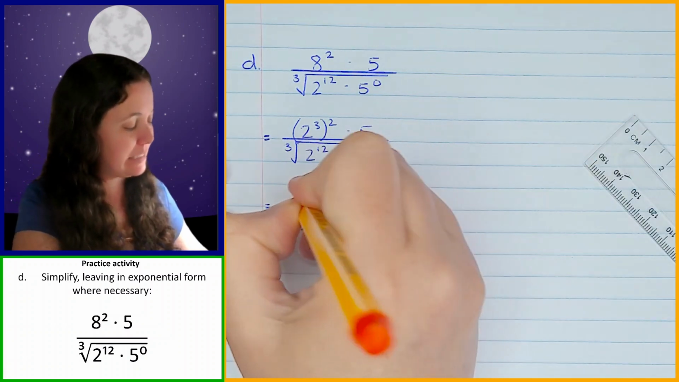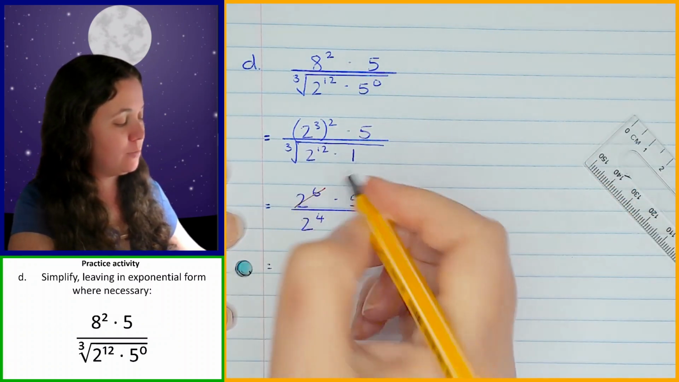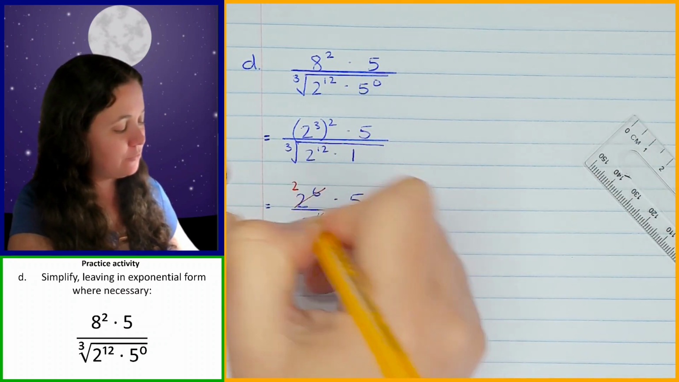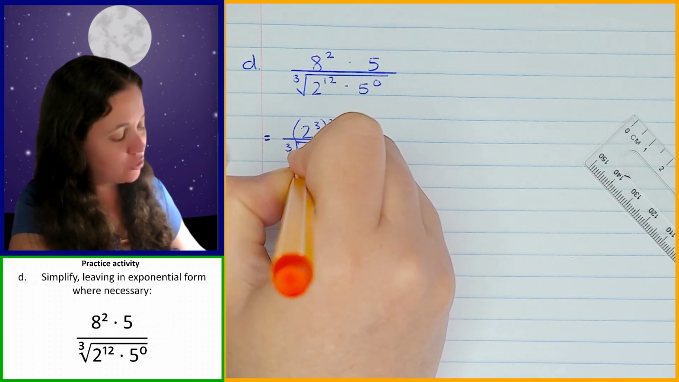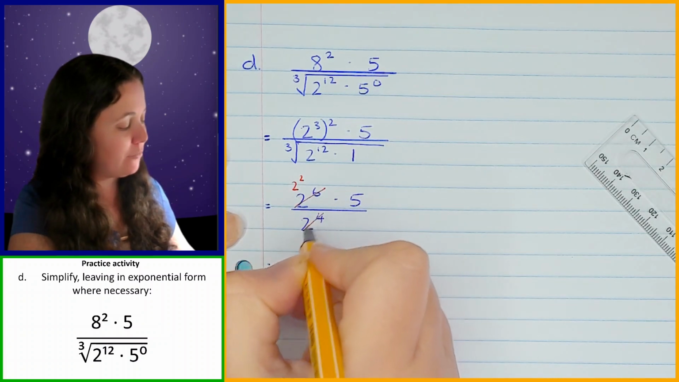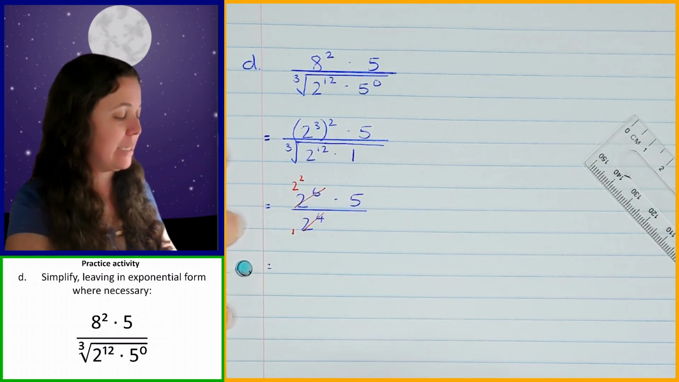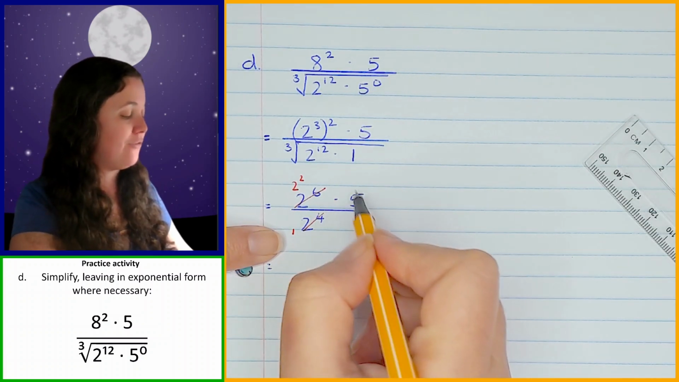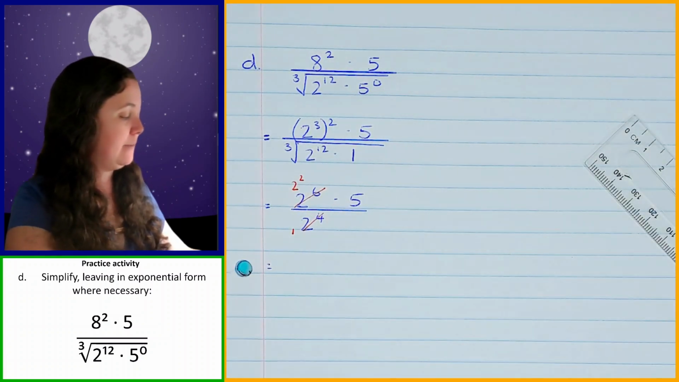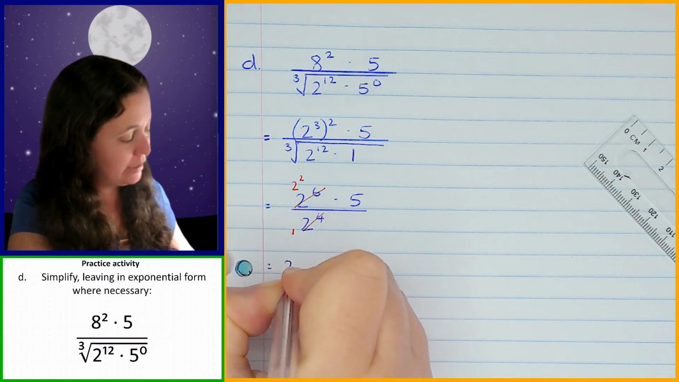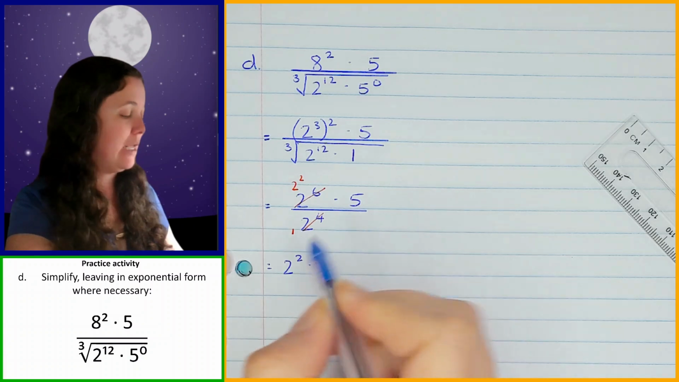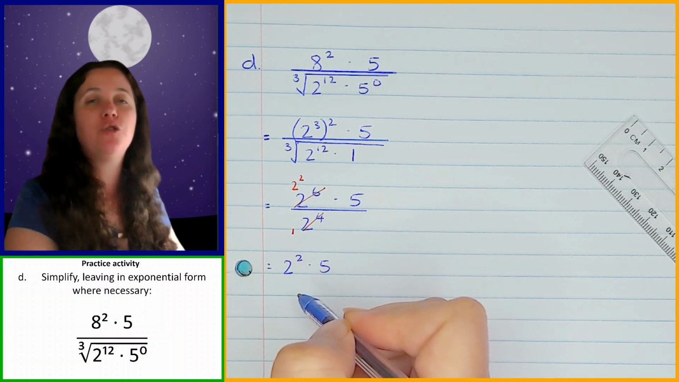If I cancel these out, the higher one is at the top, so the answer is going to go at the top. So I've got 2 to the power of 6 minus 4 gives me 2 to the power of 2. And at the bottom, I've got 2 to the power of 4 divided by itself, which is 1. Okay, so 2 to the power of 2 at the top and 1 at the bottom. And over here, the 5 isn't going to be able to cancel with anything. So that gives me 2 squared times 5, and at the bottom I just have a 1. So again, if your 1 is in the denominator, you don't have to write it.